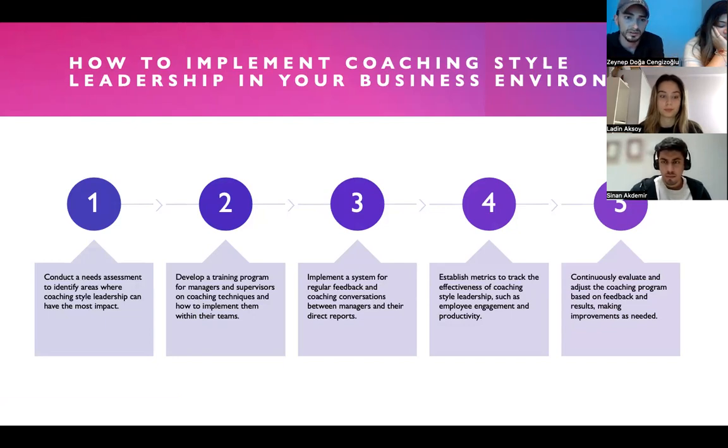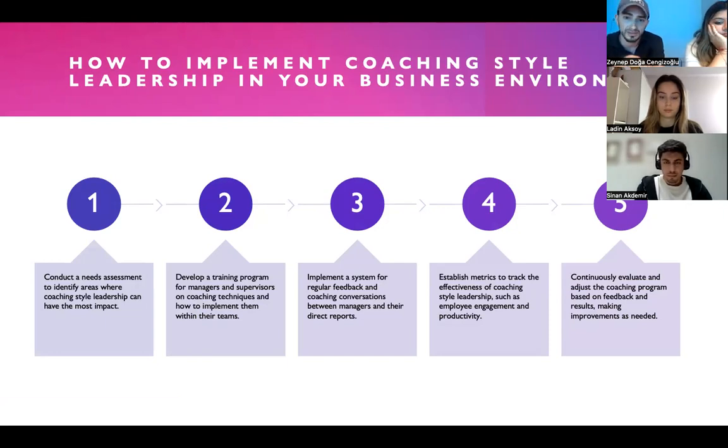First, we have to conduct a needs assessment to identify areas where coaching style leadership can have the most impact. This is the first step towards this. Secondly, since the workplace and the empathetic approach towards our workplace is important, developing a training program for managers and supervisors on coaching techniques and how to implement them within their teams is also highly important. Third step, implementing a system for regular feedback and coaching conversations between managers and their direct reports creates a sufficient feedback mechanism which evolves the workplace operational structure.